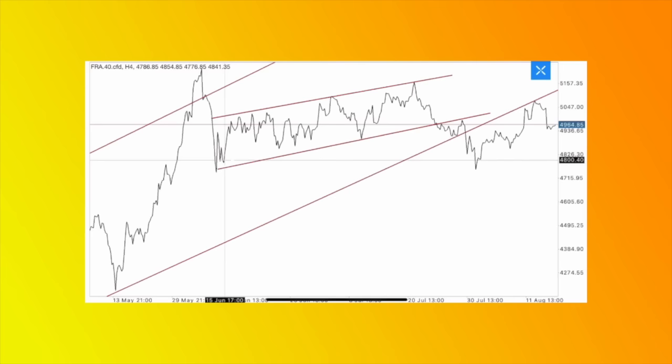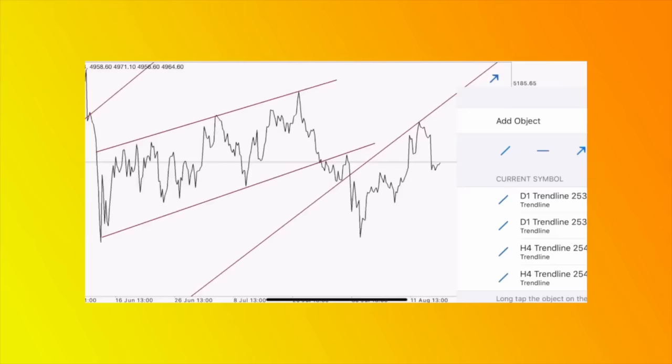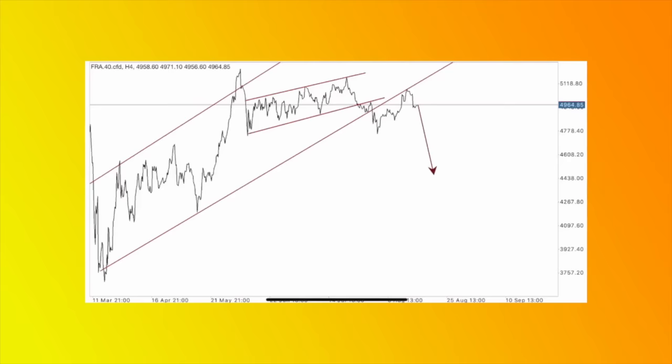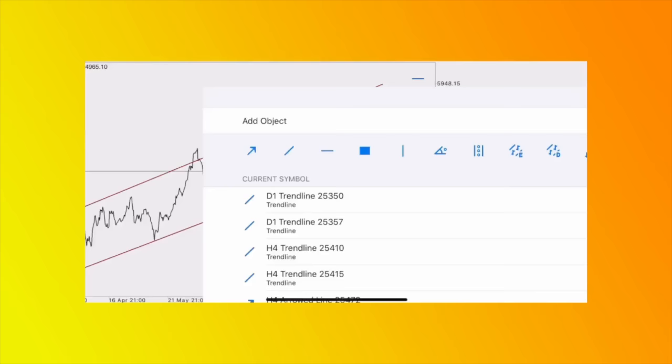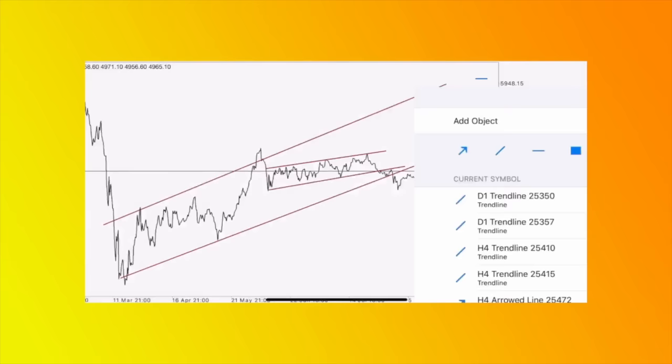It supported once, twice, and on the third time, what it was supposed to support, it broke and became a resistance. And from that part, we had selling opportunities. Hence why I'm saying here, I'm looking for big selling opportunities. I'm looking for big sales, pushing further down. It can sell to this position. Can sell till that position. I'm looking for big sells.